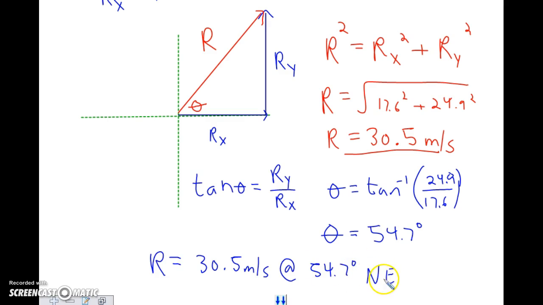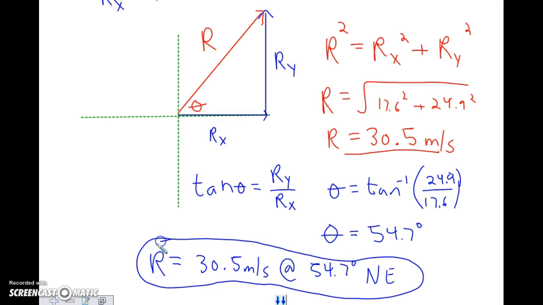I really want to get the hang of stressing that because if theta had come out, for example, in another problem as 54.7 degrees in quadrant 2, and I didn't stress northwest there, then that's not the same thing as the terminal angle from the positive x-axis. This is the best way to do it, and there's my final answer.